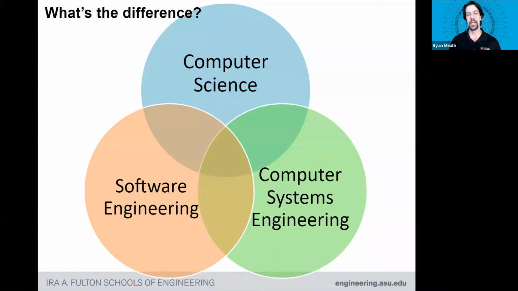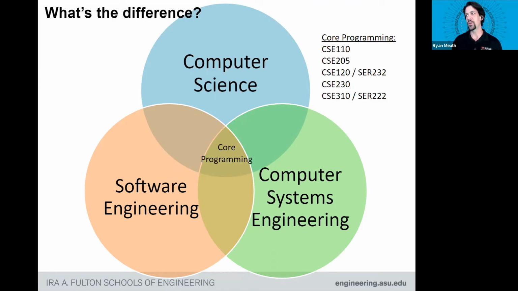So one of the big things here is these are a lot of degrees, right? And there's a lot of things that sound very similar. So what we wanted to focus on is the difference between computer science, software engineering, and computer systems engineering, right? The first thing is that all of these degrees focus on core programming skills. What they have in common is the Intro to Programming class, CSE 110, data structures, 230, which is computer architecture, 310, which is data structures and algorithms, and stuff like that. So this is the core set of programming skills.